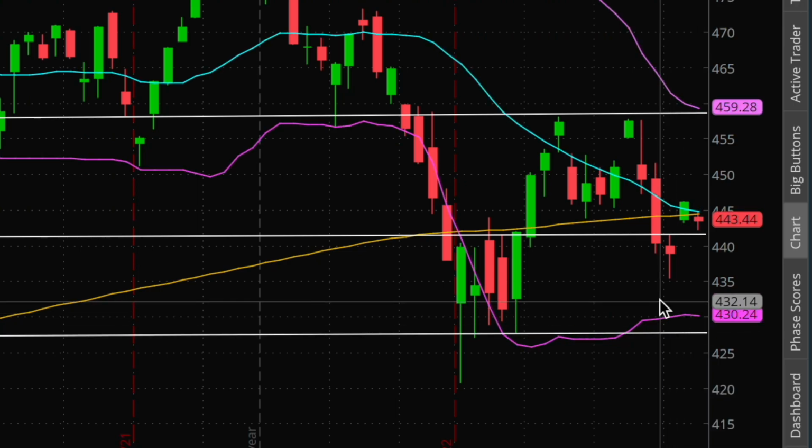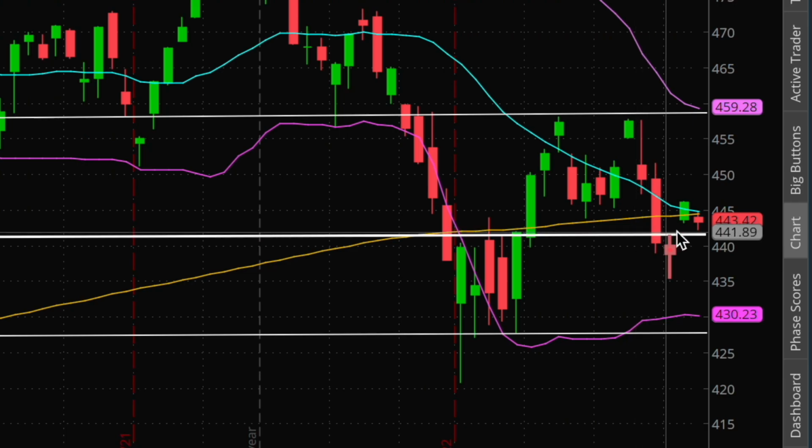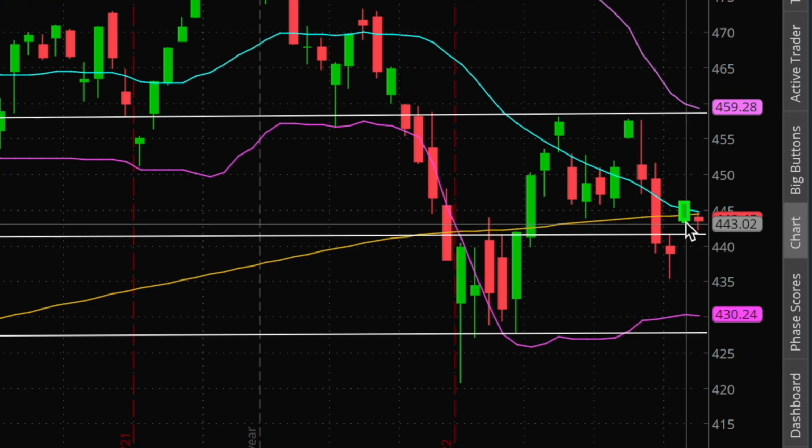But it turned out that the Ukraine-Russia crisis has cooled off for a little bit, at least for the time being. And so on that good news, the market rallied yesterday and popped back over this resistance level. So therefore, it has now flipped to support.